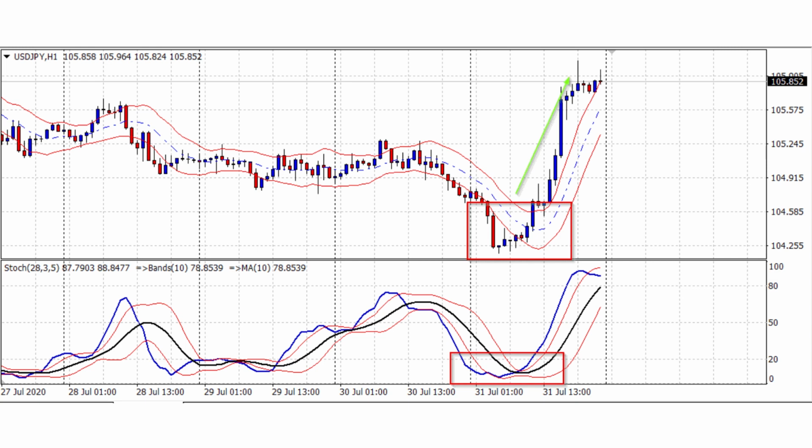In the sub-window, you should then see the Stochastics oscillator trading above the moving average indicator and also outside of the Bollinger Bands. The slope of all the indicators should also be sloping upward. When the sub-window indicators also are bullish, you should then take a long position in the market.